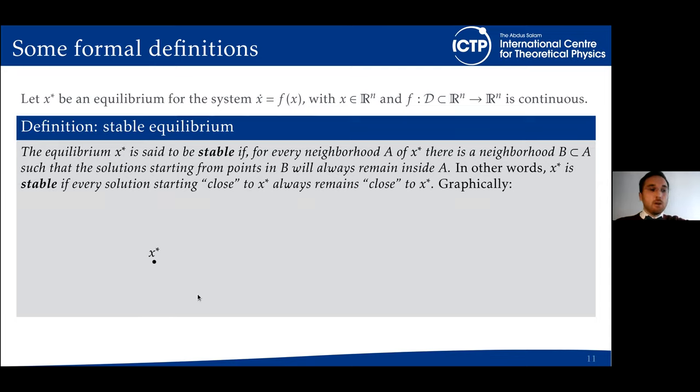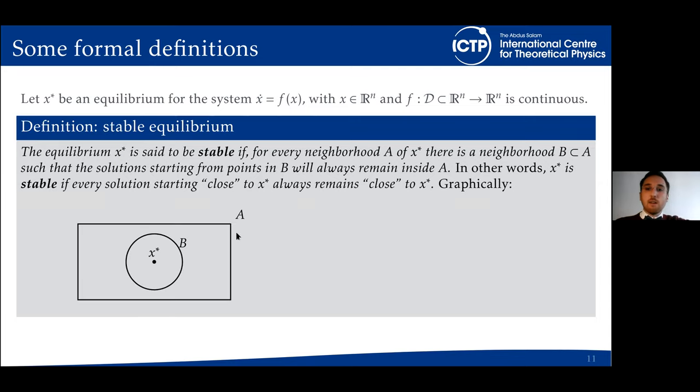Assume we have an equilibrium here. This equilibrium will be stable if for every choice that we can make of a neighborhood A, so a set on the state space that contains this point, we can always find a smaller set, B, and if we pick any point inside here and use it as the initial condition of our nonlinear system, the solution starting from here can move around all it wants, but it will never go out of A. So it will always remain close to the equilibrium in this sense.